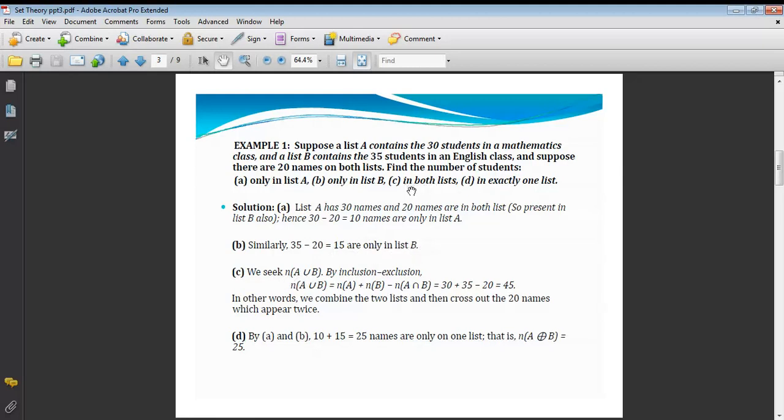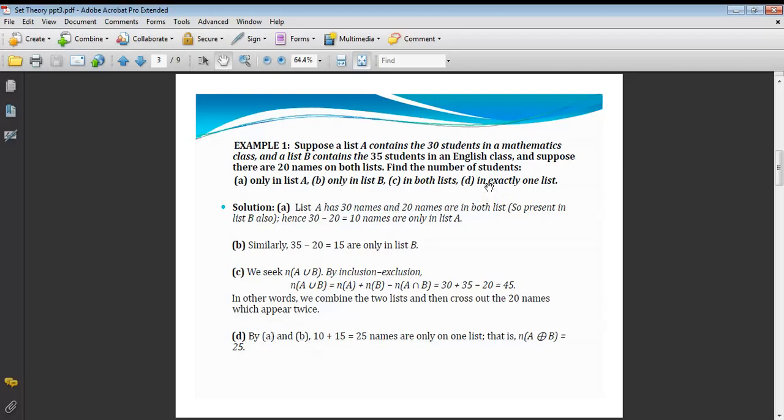Now the third is in both the lists. That means you have to find the number of elements in A union B. So here we are using the inclusion exclusion principle, according to which the number of elements in A union B is equal to n of A plus n of B minus n of A intersection B. So write down all the terms. Now it would be 30 plus 35 minus 20. Calculate that, it is 45. So 45 names are included in both the lists.